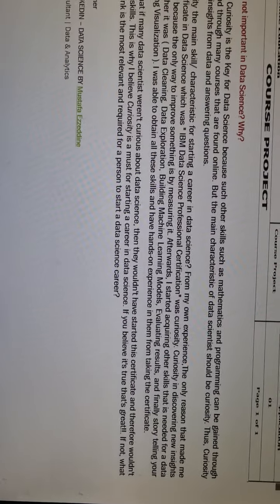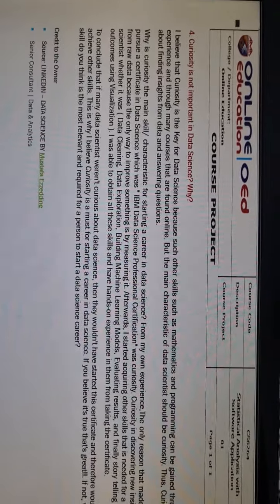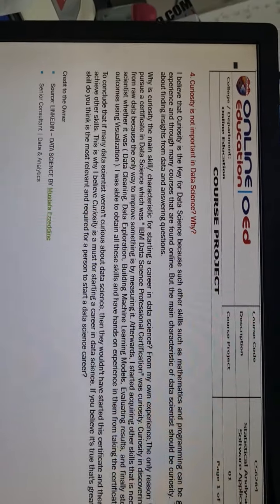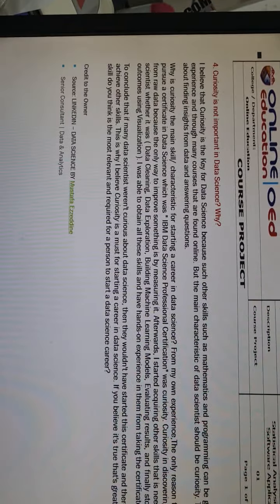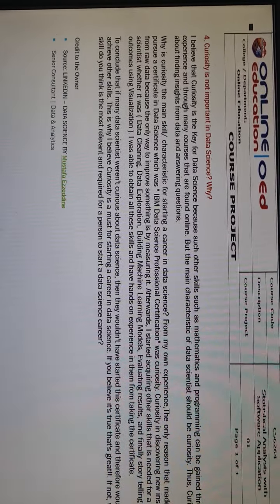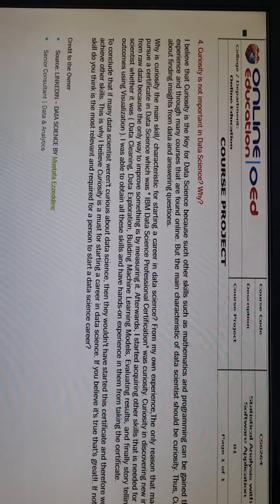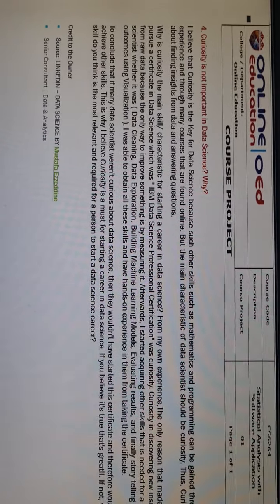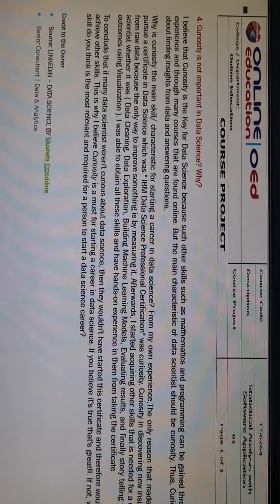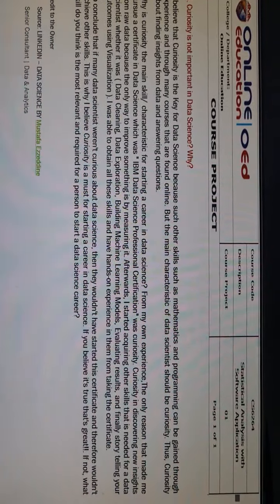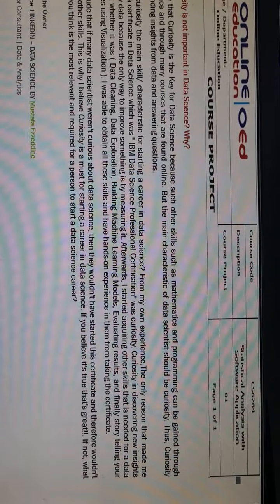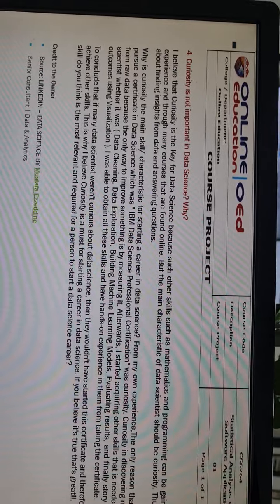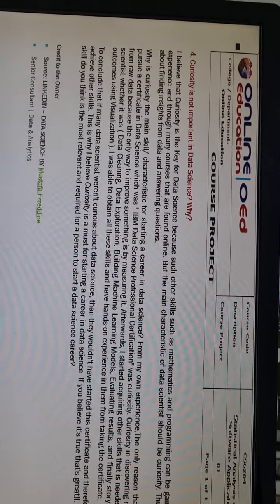Next, okay, so the question is: is curiosity not important in data science? Why? Well, for me, I believe that curiosity is the key for data science and its success, because other skills such as mathematics and programming can be gained through experience and through the many courses found online. But the main characteristic of data scientists should be curiosity, that is, curiosity about finding insights from data and answering questions.